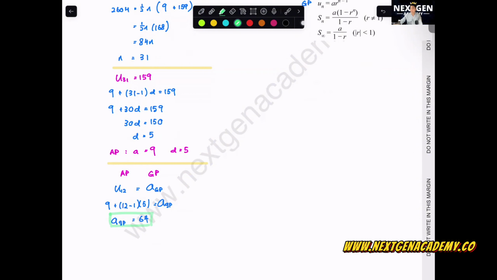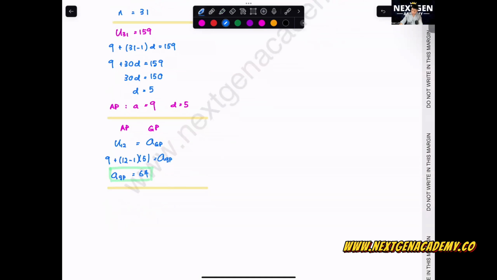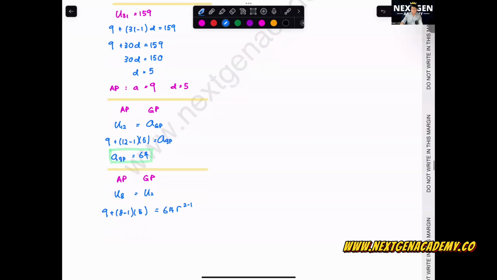Then the second statement: the 8th term of the arithmetic progression is equal to the second term of the geometric progression. So U8, A plus (n minus 1)D, equals AR to the power of n minus 1, which is 64R to the power of 2 minus 1.